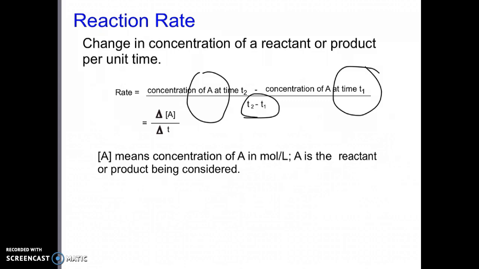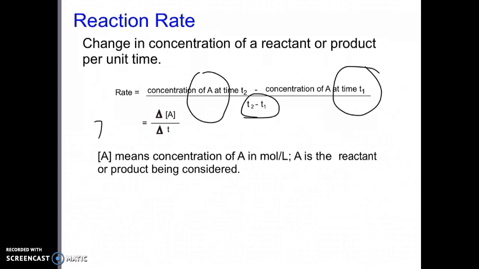We will do this in a lab on Monday. We are going to look at how crystal violet changes over time. Crystal violet is a deep purple color, and when we react it with sodium hydroxide, it will fade. We will look at how the concentration changes over time, and we're going to use the spectrophotometers to do that. So that will be a really interesting lab.